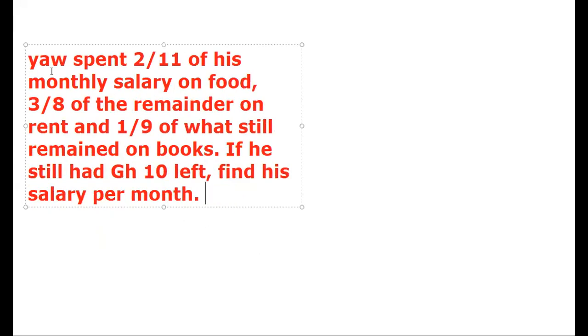So Yao spent 2/11 of his monthly salary on food. Then 3/8 of the remainder of that salary on rent. And 1/9 of what still remained on books. If he still had 10 Ghana cedis left, find his salary per month.